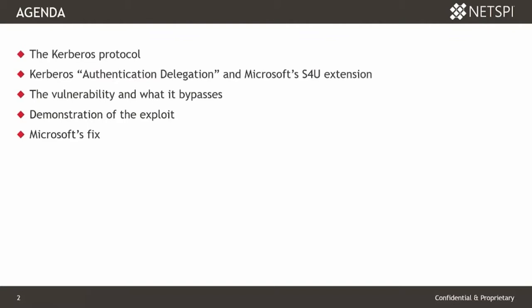Then we'll be continuing into how Kerberos can be used to delegate authentication between different services within an environment. This is enabled by some extra extensions that Microsoft built on top of the Kerberos protocol, so we'll learn how those work. This first part is maybe a little dry getting into the cryptography and protocols, but I hope you hang in there with me because once we have that background knowledge out of the way, we'll dive into what the issue is and what security features it bypasses.